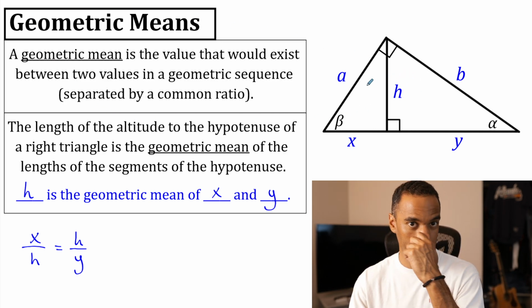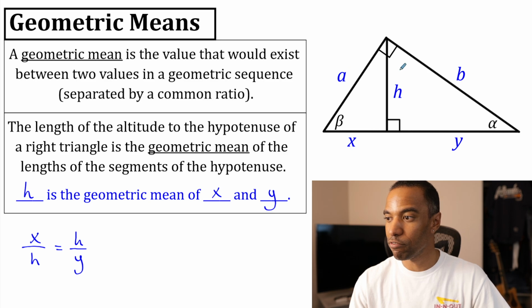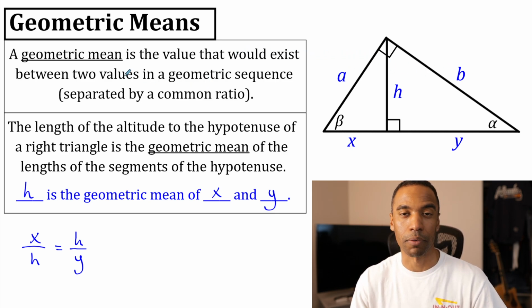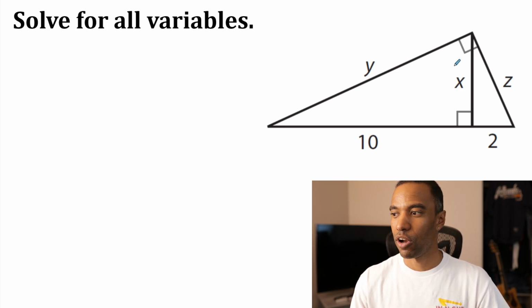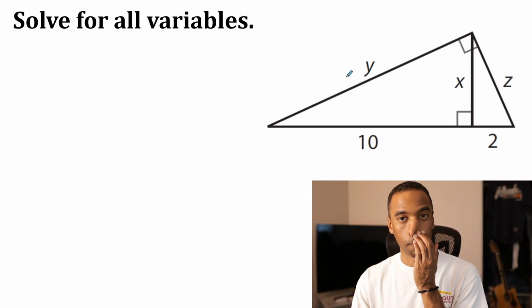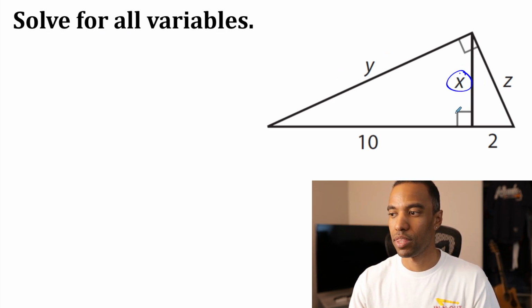And let's do the geometric mean parts first. Let's play with those first, and then maybe we can find some other missing lengths using Pythagorean theorem, if we're able to. So let's have some fun. Let's take a look. All right, solve for all variables. We have x, y, and z. I'm going to start with x right here, guys.